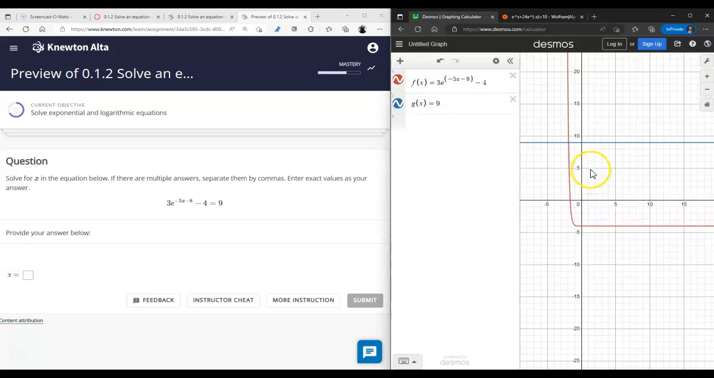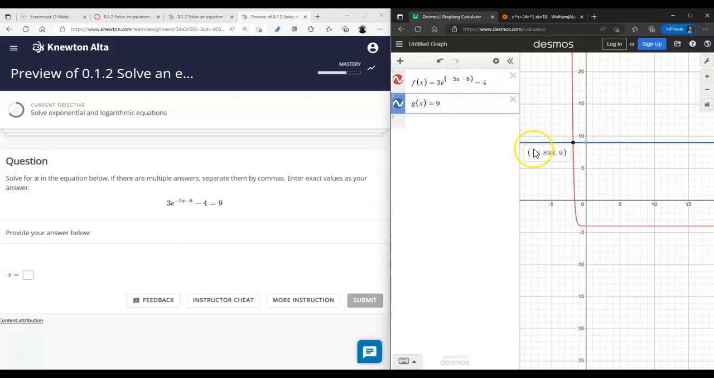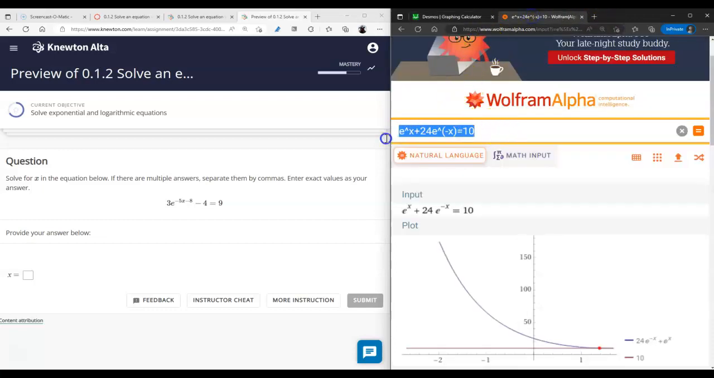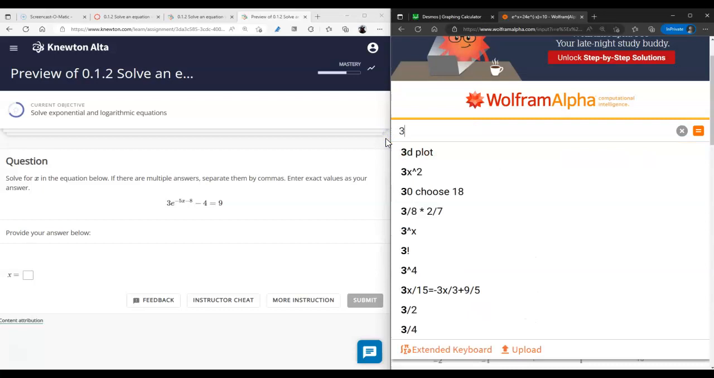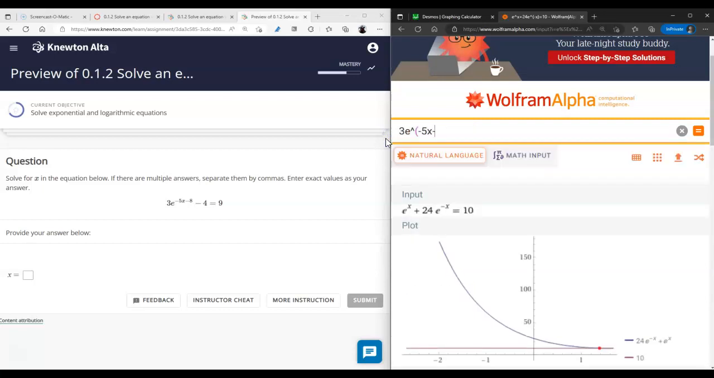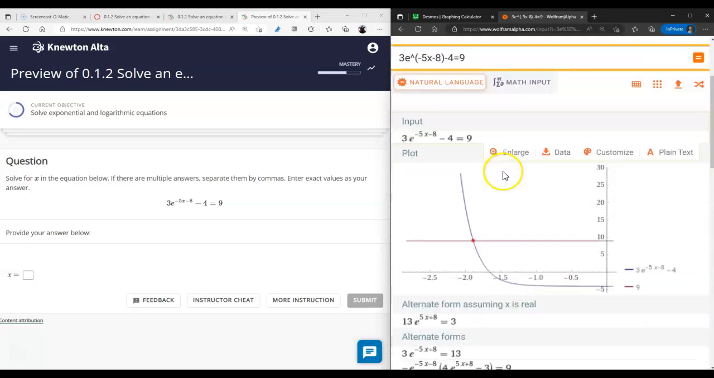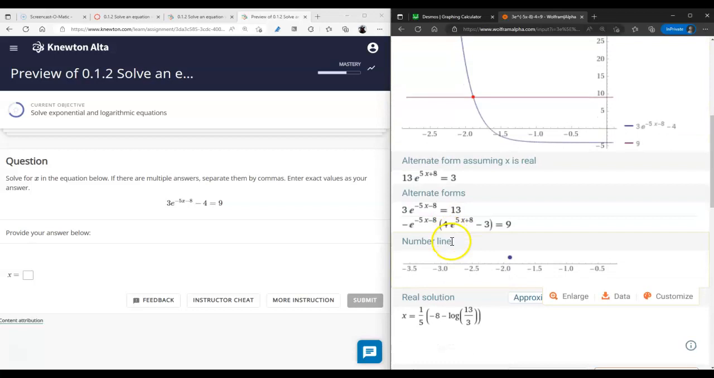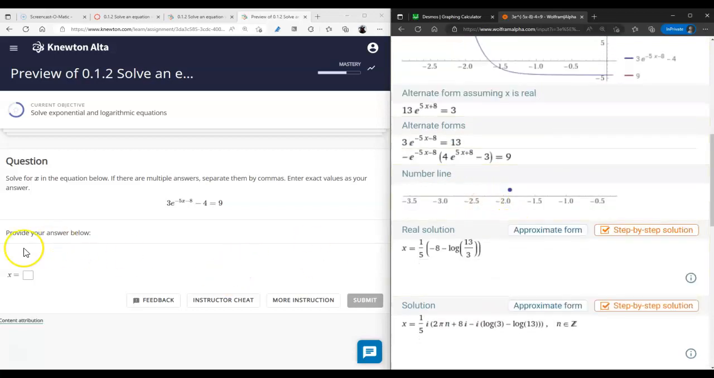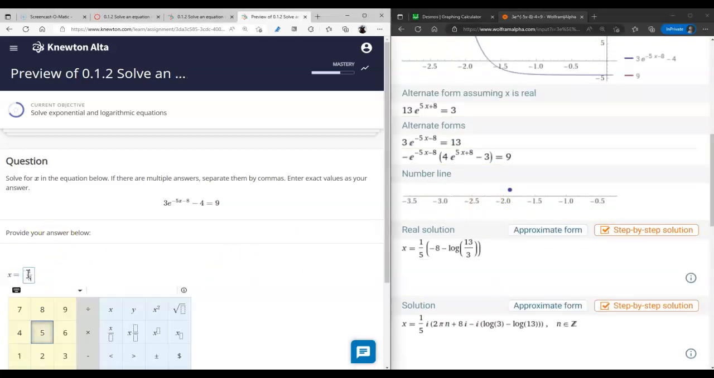So we see this equation has how many solutions? 1. We know approximately what it is. To find it, we're going to use Wolfram Alpha. 3e to the power negative 5x minus 8 minus 4 equals 9. And eventually you'll make a typo and you'll get the wrong answer, and then you'll get confused. Why is this wrong? I did everything right. Well, just make sure you type everything right.